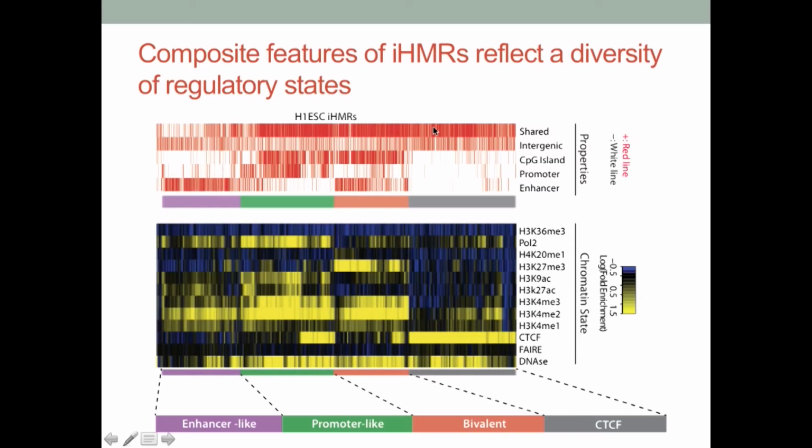So every vertical line represents an HMR. On top, I'm showing you whether or not they're shared with B cells or lymphoblastoid cells, whether or not they're intergenic (these are both intergenic and intronic HMRs that we've included here), and whether or not they overlap a CpG island, which gives you an indication of the CpG density at these sites.